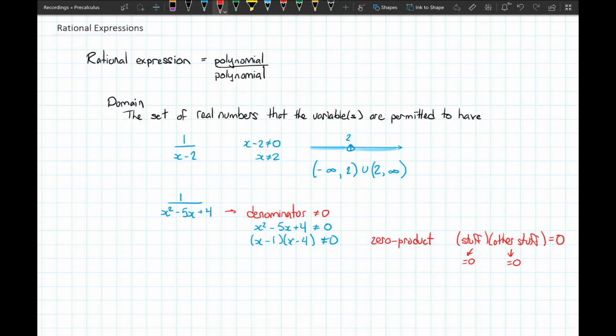So you're going to take each of these individual things and say, okay, what if that's equal to 0? What does that mean x has to be? If that other stuff equals 0, what does that mean x has to be? Now, use that same concept here. We're not allowed to have x minus 1 equal to 0. Otherwise, we'd have 0 times other stuff. And we're not allowed to have x minus 4 equal to 0. Otherwise, we'd have x minus 1 times 0, and that wouldn't be good either. The two values that we're not allowed to have x equal to would be 1 and 4.